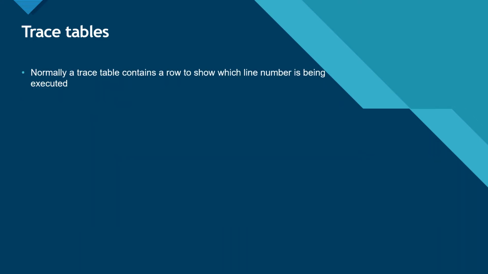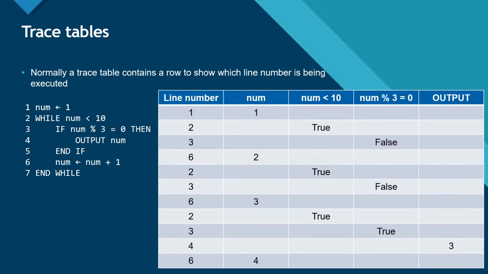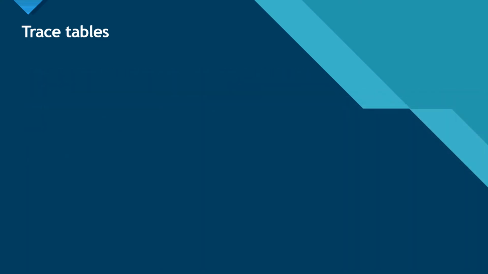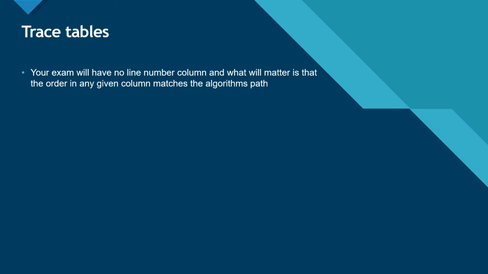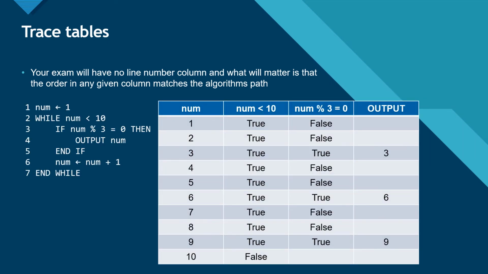Traditional trace tables include a column for line number, like in the example below. Changes to variables are shown on the line where they occur. It is easy to follow, but takes up a lot of space. When it comes to your exam, there will be no column for line number. What will be important is that the values you have in the column are in the order that they would have occurred in as the algorithm was executed. It will not matter which row any value was actually on.